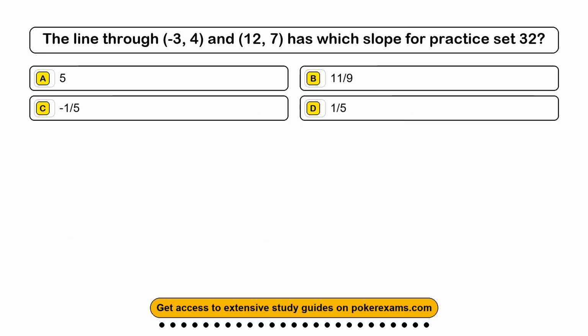Question 13. The line through minus 3, 4, and 12, 7, has which slope for practice set 32? Option A, 5. Option B, 11/9. Option C, minus 1/5. Option D, 1/5.